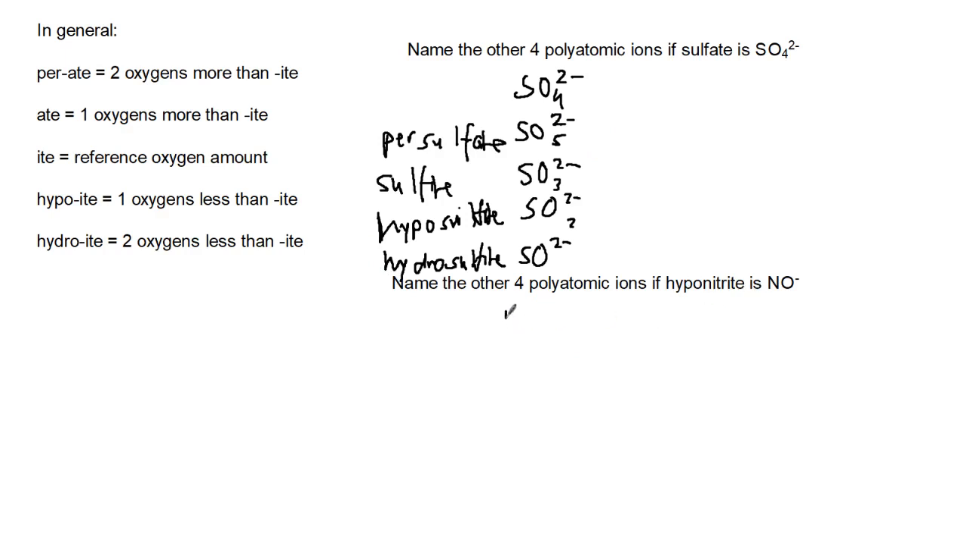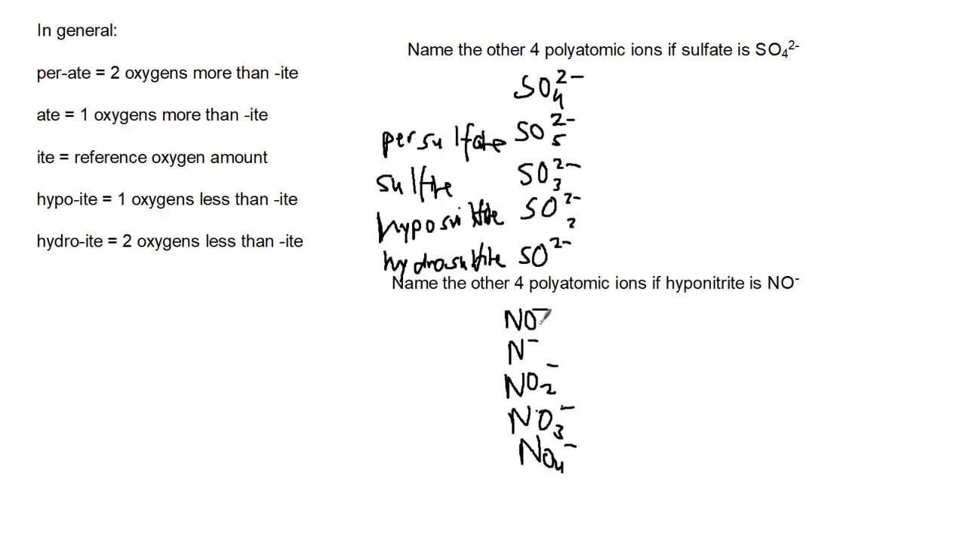Name the other 4 polyatomic ions if hyponitrite is NO minus. So we have N minus, just N minus. We have NO2 minus. We have NO3 minus, and then we have NO4 minus. Put the answers in the comments below. These chemical formulas. I'll tell you in about 3 seconds. 3, 2, pause and answer in the comments.